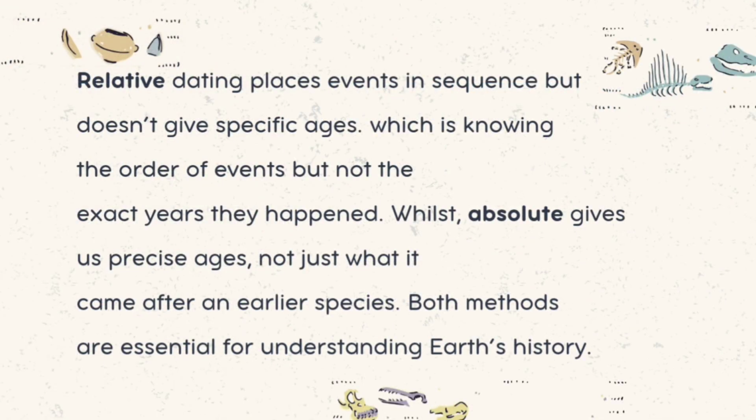So what's the difference between relative and absolute dating? Relative dating places events in sequence but doesn't give specific ages. Think of it as knowing the order of events, like knowing the Jurassic period came before the Cretaceous, but not just the exact years they happened. Absolute dating is like setting a clock. It gives us precise ages, such as knowing a dinosaur fossil is 150 million years old, not just that it came after an earlier species. Both methods are actually essential in geology for understanding Earth's complex history.